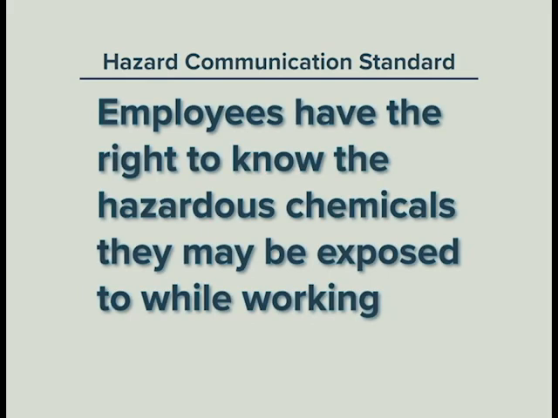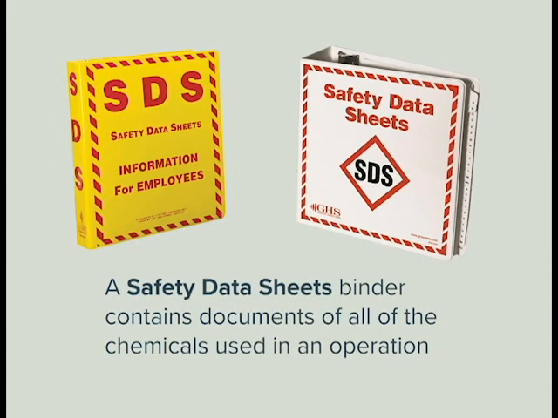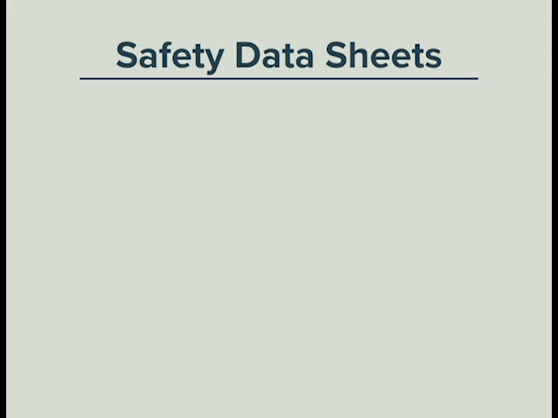As part of the Hazard Communication Standard, employees have the right to know the hazardous chemicals they may be exposed to while working. A safety data sheet binder contains documents of all the chemicals used in each individual operation. Make sure to refer to the safety data sheet for more information than the label of a chemical provides. Each SDS sheet has 16 sections.